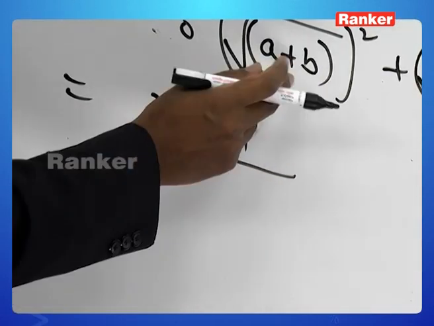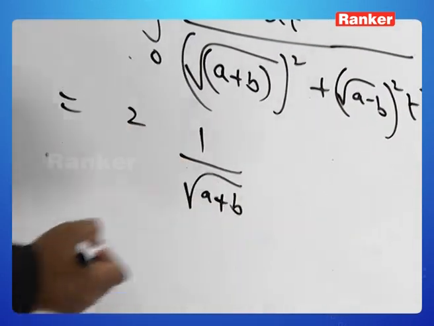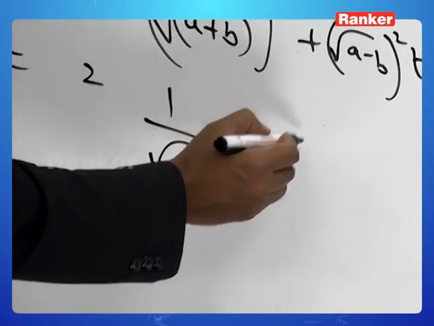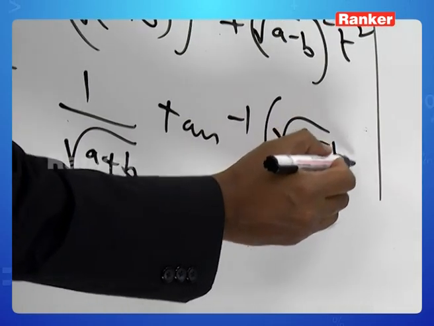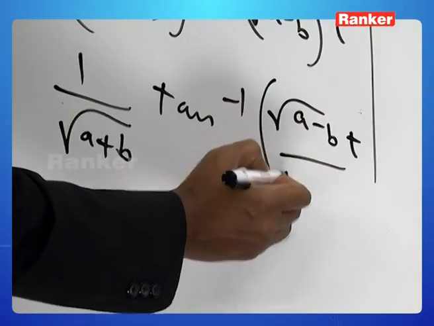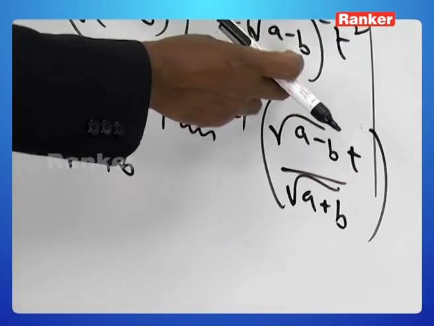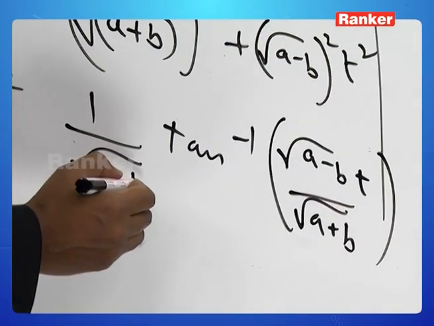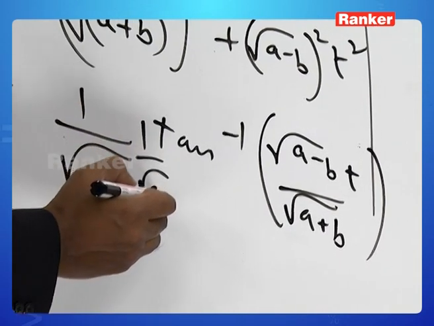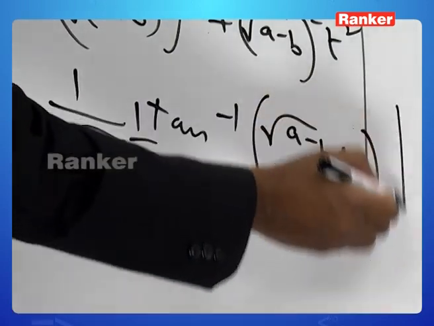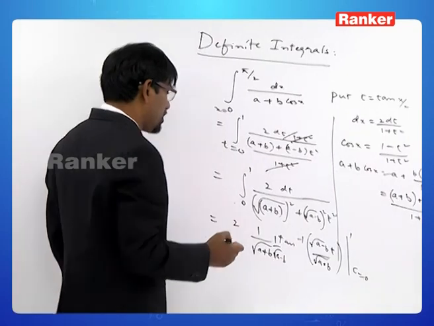a, what is the role played by a here? Root over a plus b, tan inverse of root over a minus b into t by root over a plus b. Further we have to divide it by root over a minus b, because it's multiplied with root over a minus b here. So root over a minus b, t ranging from 0 to 1. So what does this turn out to be?